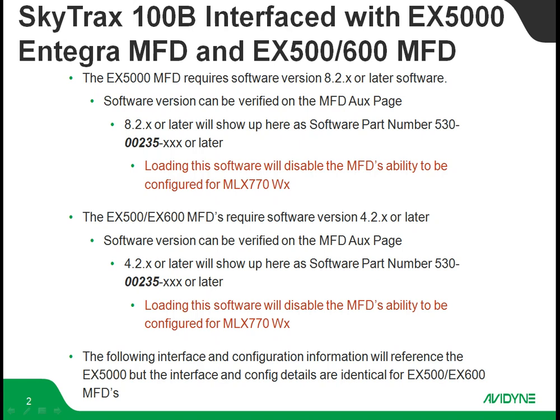And for the rest of this video we're going to be talking about the EX5000 specifically, but understand that the configuration and the interface stuff is identical for an EX500 or an EX600. The only real difference between the 5000 and the 500 or 600 series is the software version. The 5000 requires 8.2 or later. The 500 and 600 require 4.2 or later.